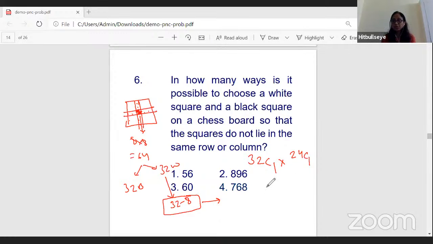So the answer comes out to be 32 multiplied by 24. Quickly find out which option is coming out to be correct. Quickly find out the answer.